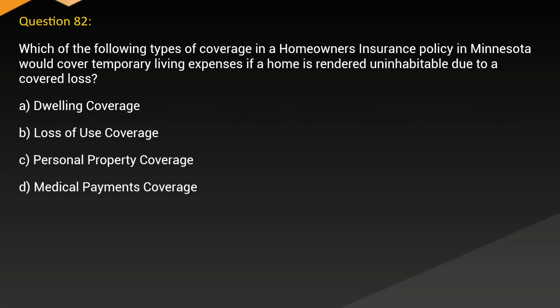Question 82. Which of the following types of coverage in a homeowner's insurance policy in Minnesota would cover temporary living expenses if a home is rendered uninhabitable due to a covered loss? A. Dwelling coverage. B. Loss of use coverage. C. Personal property coverage. D. Medical payments coverage.